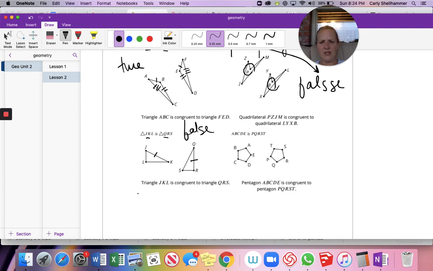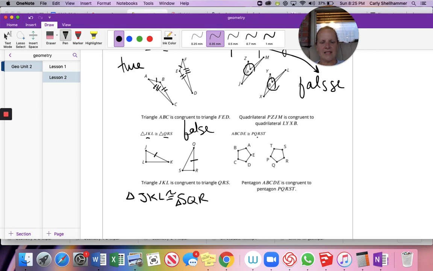If we wanted to say it true, I could say that triangle JKL is congruent to, let's see, SQR. JKL, SQR, yep. Oops, triangle SQR. The frogs are coming out too. All right.